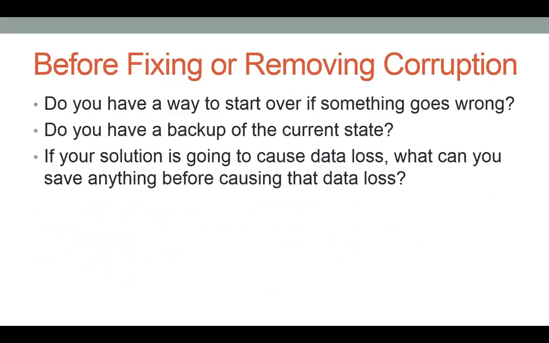The other thing that's really important here that's oftentimes overlooked is, if your solution is going to cause data loss, what can you do to save anything before causing that data loss? So for instance, if you use certain options on DBCC CHECKDB that we'll take a look at in a minute, or CHECKTABLE, it will go through and find those corrupt pages, and if there's any corruption in that page in memory, it'll just throw out the whole page, which means you might lose several rows in that page. So you take a look at what can we save off before that whole page is dumped out of memory.